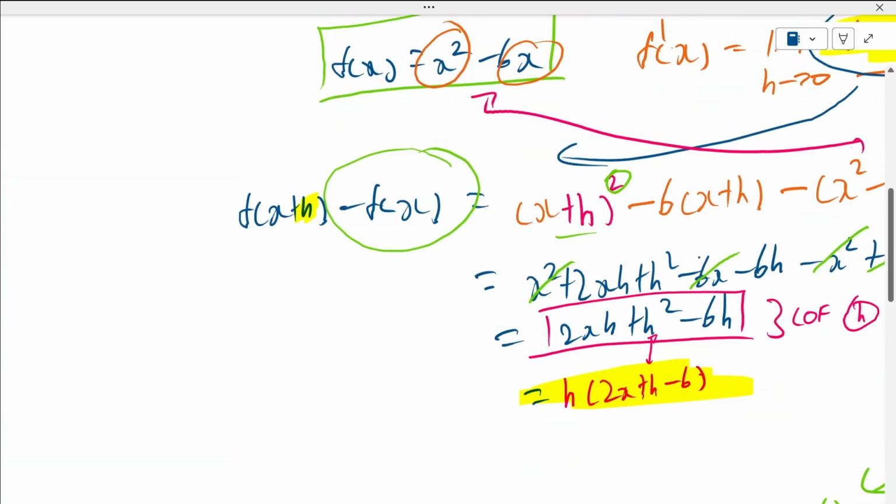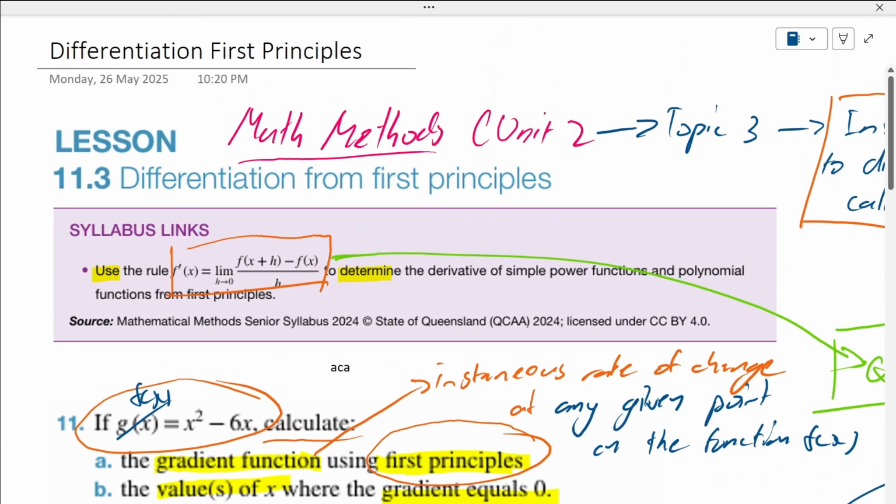Okay, so let's quickly refer back to what we've done today according to the syllabus. We have successfully used the rule of f dash x equals the limit of h approaching 0 of f of x plus h minus f of x, divided by h. We've done this to determine the derivative of simple power functions and polynomial functions from first principles.